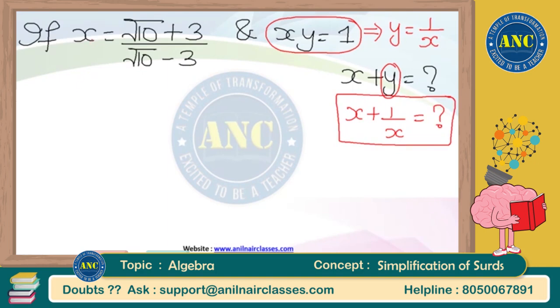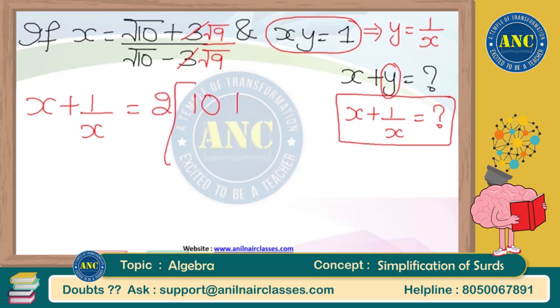That means x is equal to root a plus root b, where 10 is a and 3 can be written as root 9, which is nothing but root b. Again root a minus root b, root b is nothing but root 9 once again. I already know that x plus 1 by x can be directly written as 2 times the numerator, the sum of the two numerical values without the square root, over the denominator, the difference. So 10 plus 9 is 19. 19 divided by 1 is 19. 19 multiplied by 2 is 38.